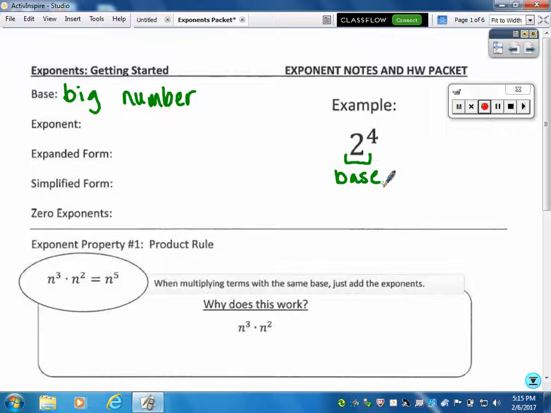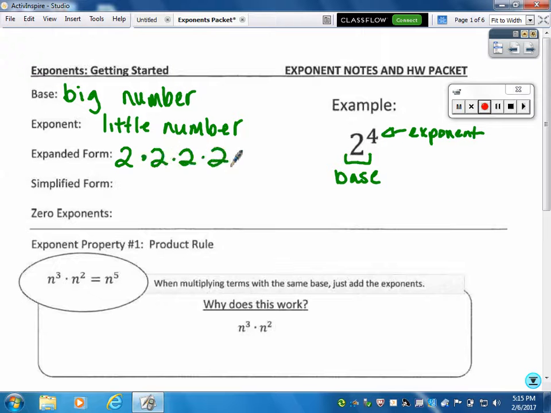Now the exponent, that's the little number. So this little number here is your exponent, and it tells you how many times you're going to multiply that base. And that is called our expanded form. So 2 to the 4th, or 2 to the exponent of 4, or 2 to the power of 4. The expanded form of that is telling you that's 2 times 2 times 2 times 2, 4 times. Now our simplified form, that's when you put this all together and say, hey, I have 1, 2, 3, 4 2's, so 2 to the 4th.